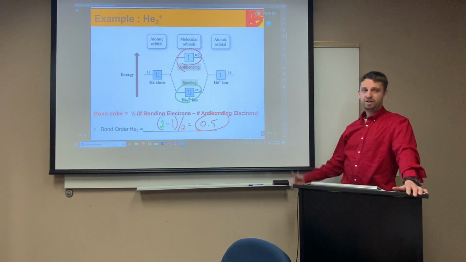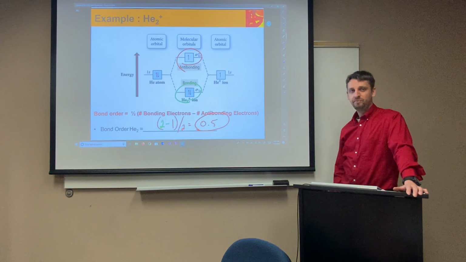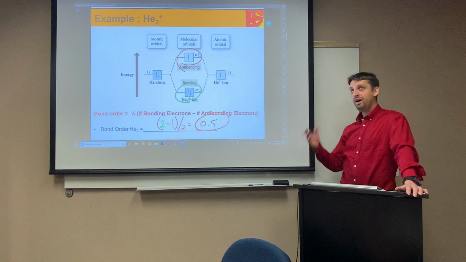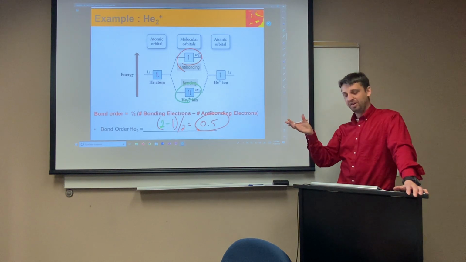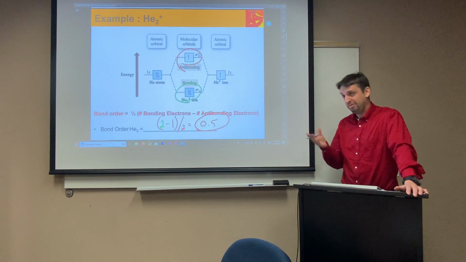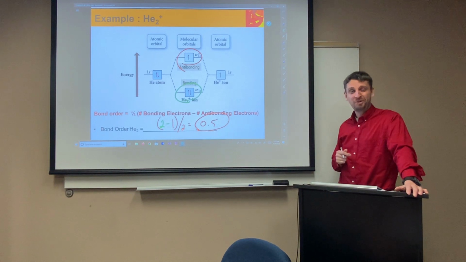And that's a perfectly acceptable answer. We have half of a bond. So a bond order of 0.5. Now, how do we visually think about this? I don't know. I don't have a great answer for you either, right?